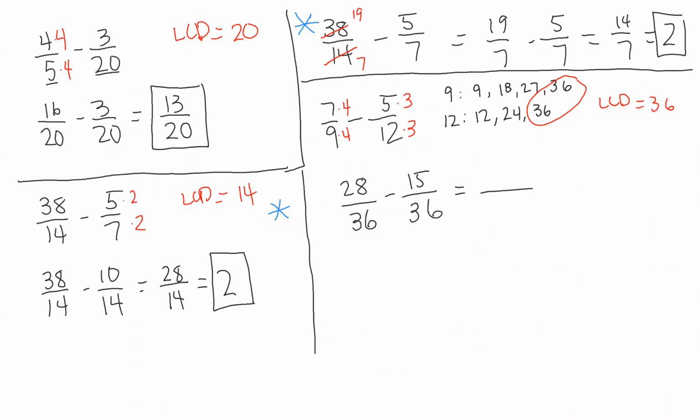I've got the common denominator now. So I subtract my numerators. And what I get here is 28 minus 15 is 13. 13 and 36 have no common factors. So we're done.